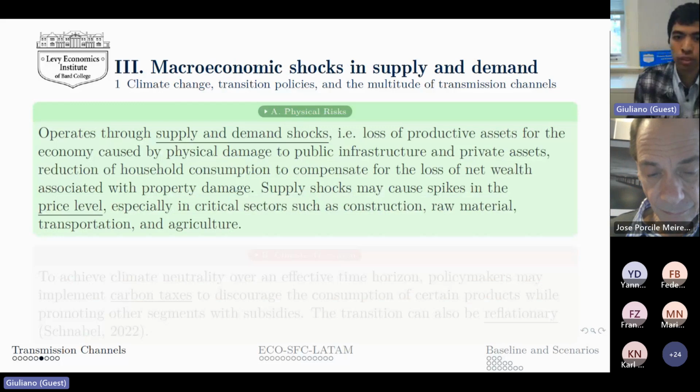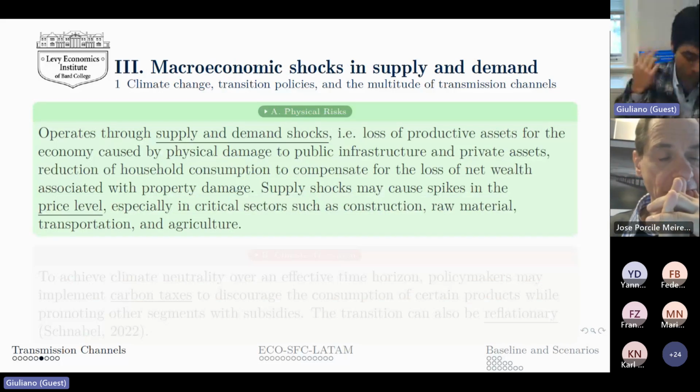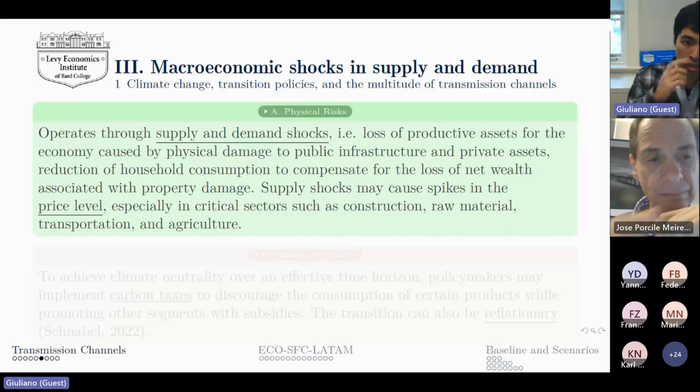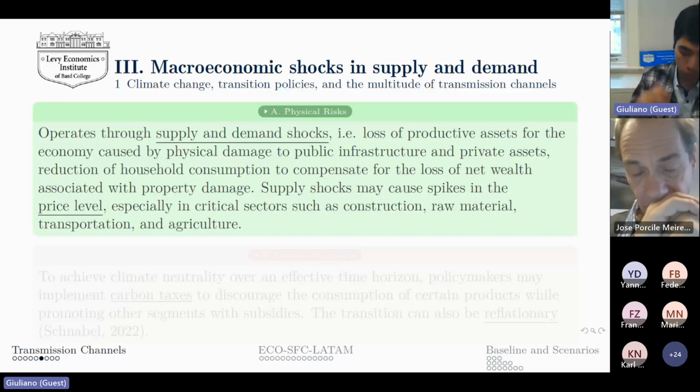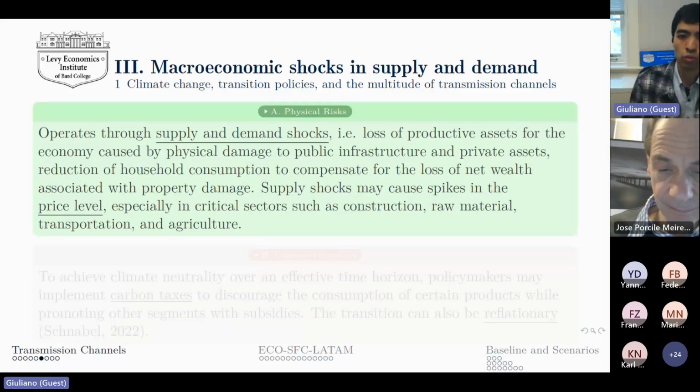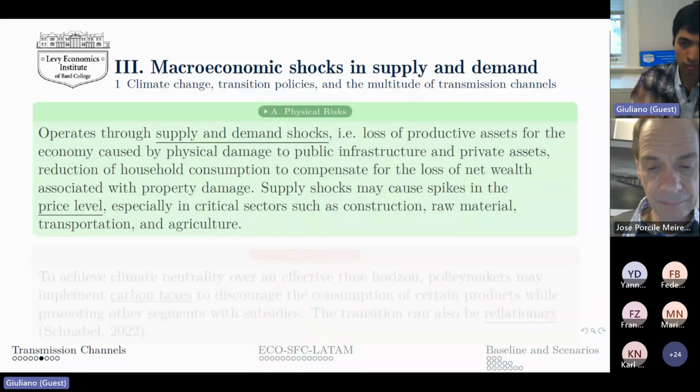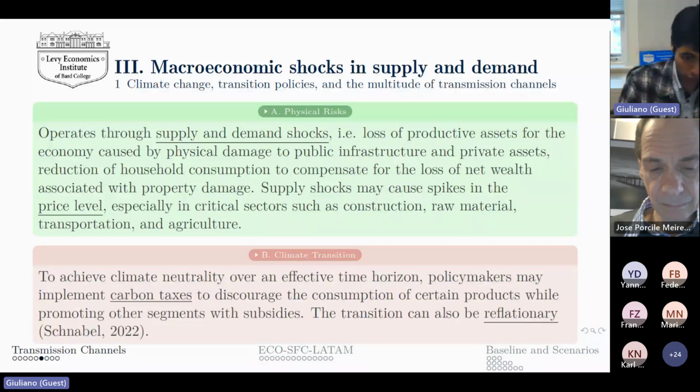From the macro side, as I mentioned, there are a variety of supply and demand shocks from the physical risk perspective, which can again damage public infrastructure and private assets, and which may also cause some pressure on the price level, especially in critical sectors such as construction, raw materials, transportation, and agriculture.